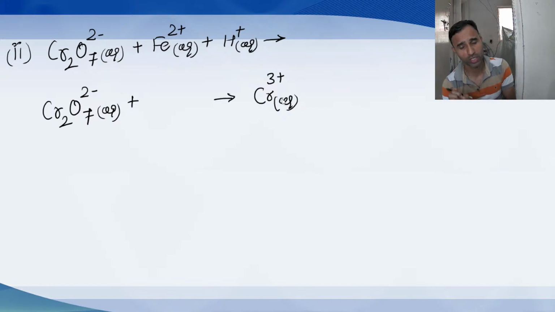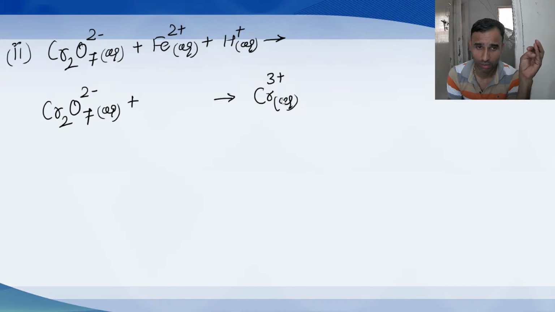So first rule is balance the atoms other than hydrogen and oxygen. You should keep in mind whenever dichromate is there, dichromate is always reduced to Cr3+. That's it. Now balance the atoms other than hydrogen and oxygen. Chromium is there. On the left side 2 chromium, on the right side only 1. So we multiplied by 2.